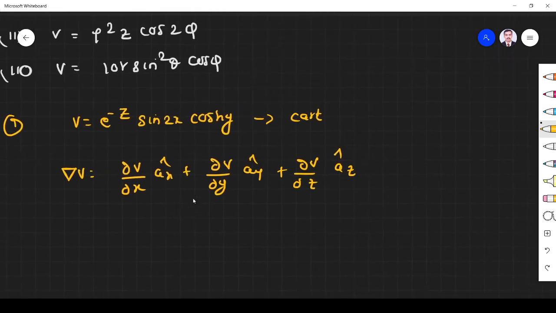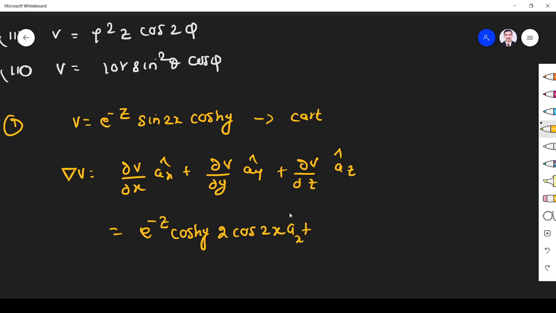V we know. So what is the thing we have to do? Differentiate with respect to x. So first we have to differentiate with respect to x. If you differentiate this V with respect to x, e power minus z cosh y is a constant. If you differentiate sin 2x, what you get is 2 cos 2x, right? Plus ax. Don't forget that.